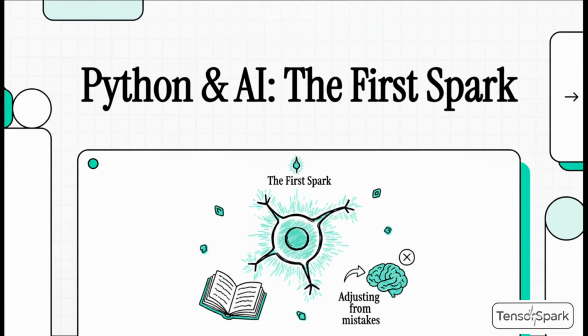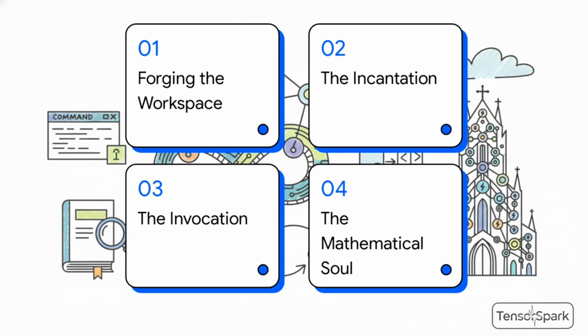In this explainer, we are going to perform the practical ritual, and from scratch, we will summon our very first artificial neuron. So, here's our game plan. It's a 4-part journey. First, we'll forge the workspace. That's our digital altar. Then comes the incantation, the Python code that's going to wake this neuron up. After that, the invocation. This is where we run the code and actually see it learn. And finally, we'll get to the heart of it all, the mathematical soul, the simple, beautiful equation that makes it all tick. Okay, let's get into it.